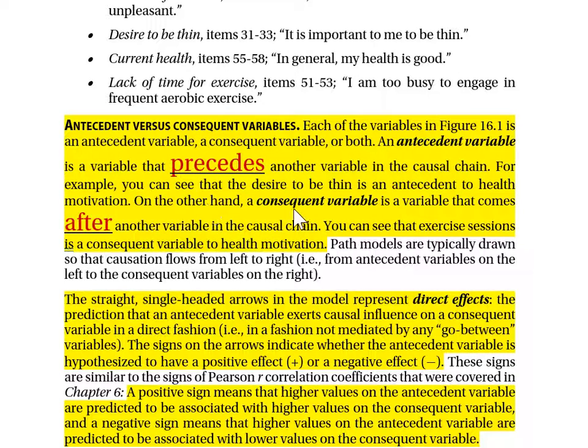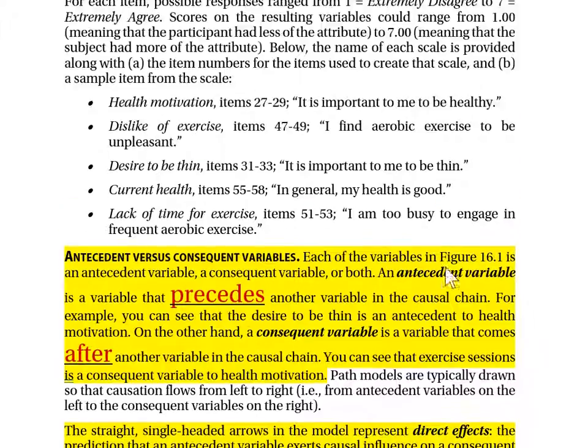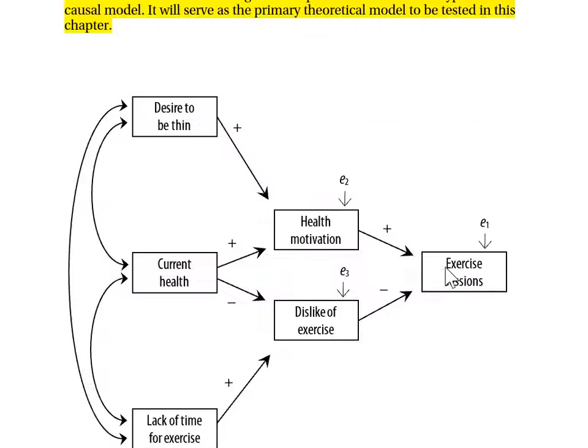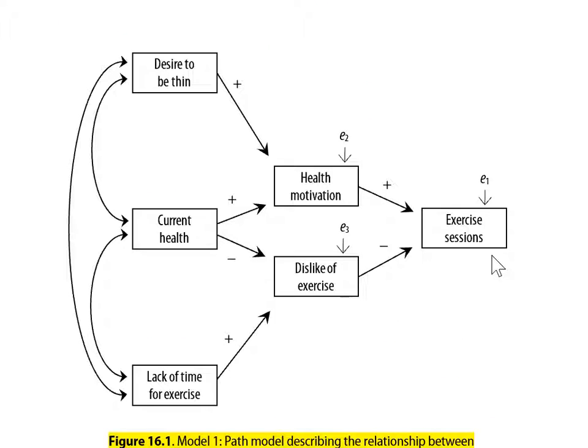On the other hand, a consequent variable is a variable that comes after another variable in the causal chain. You can see that exercise sessions is a consequent variable to health motivation. Back to our original model, exercise sessions comes after health motivation in the causal chain, so exercise sessions is a consequent variable.